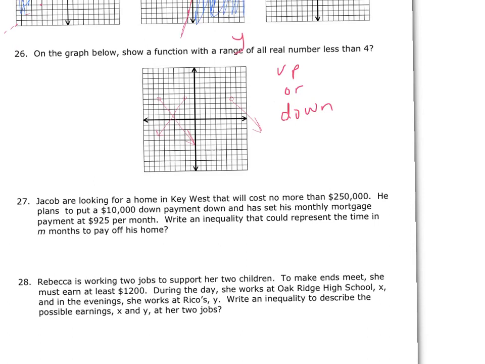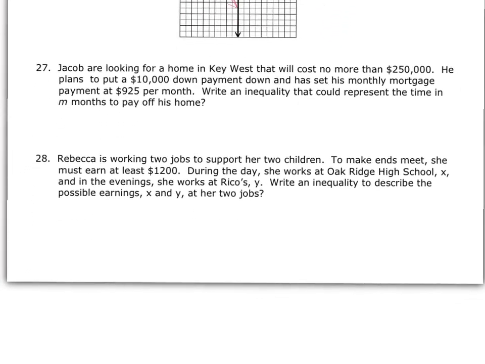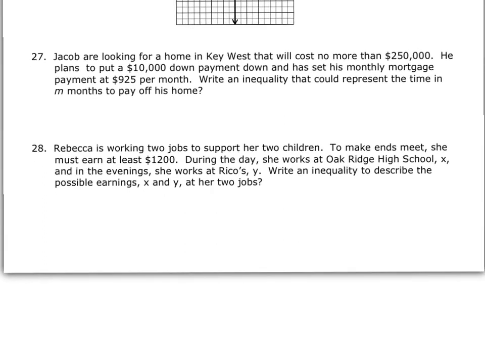27. Jacob is looking for a home in Key West that will cost no more than $250,000. He plans to put a $10,000 down payment down and has set his monthly mortgage payment at $925 per month. Write an inequality that could represent the time in months to pay off his home.